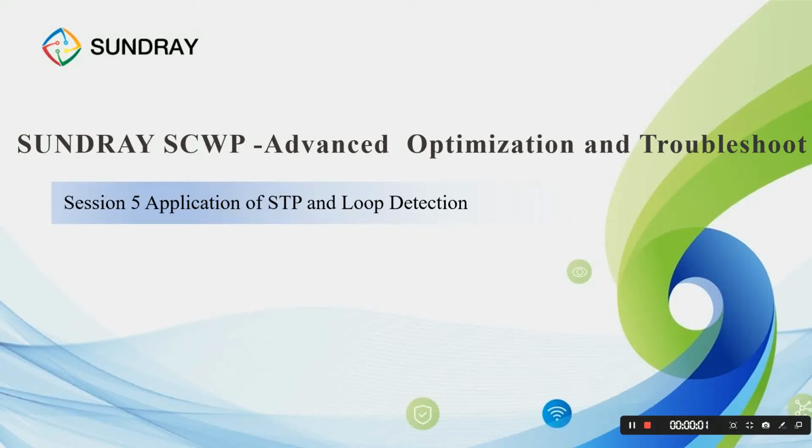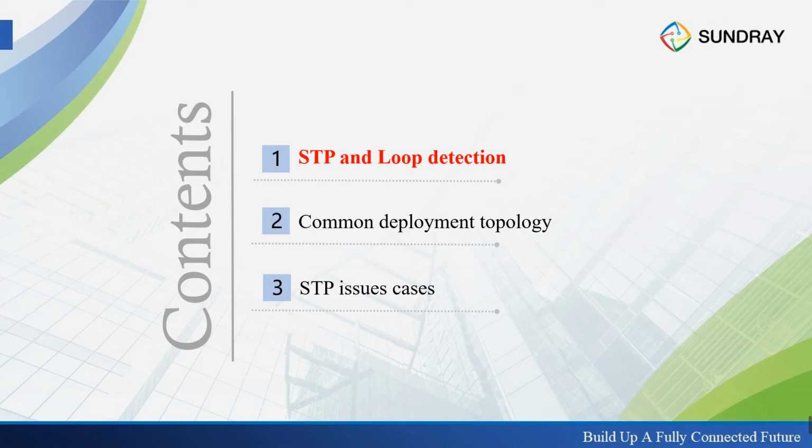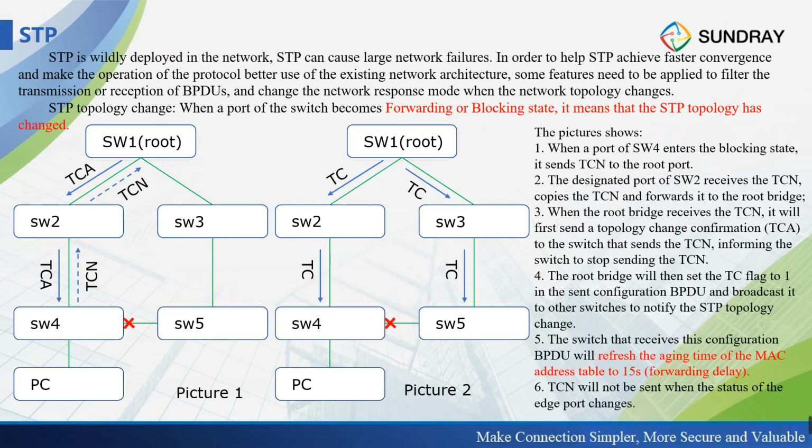Hello everyone, this is session 5. We're going to talk about the application of spanning tree and loop detection. It has three parts: spanning tree and loop detection introduction; second, the common deployment topology; and third, the STP issues we encountered in some projects.